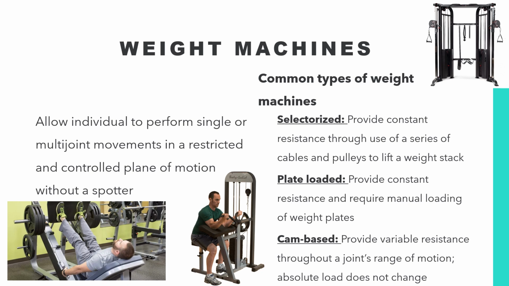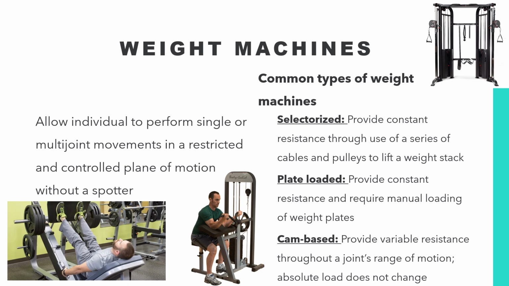Thus, personal trainers may opt for free weights or alternative resistance training equipment for a particular exercise if a machine is not feasible. The features of the most common types of resistance training machines are described next. You have selectorized machines that use a series of cables and pulleys to lift a built-in vertical weight stack. You see that up at the very top right-hand corner.